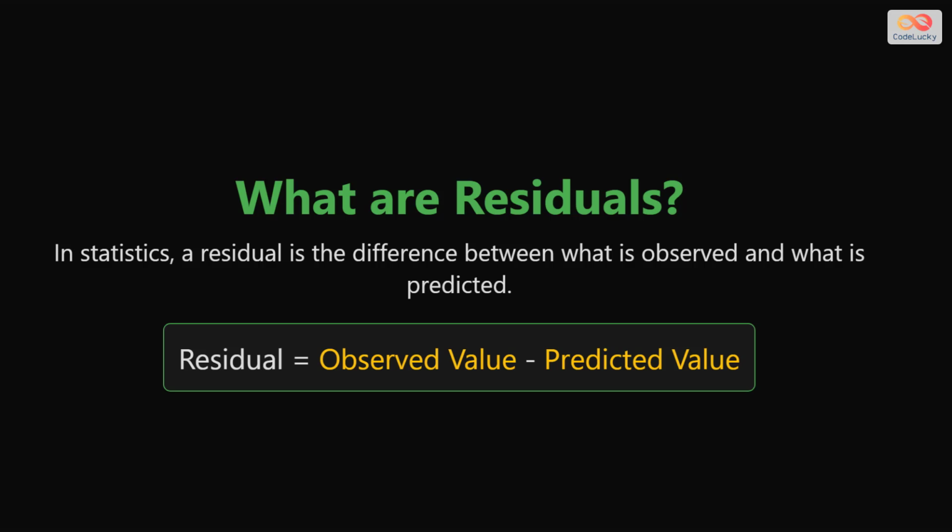In the world of statistics, when we build a model to make predictions, it's rare that our predictions are perfect. The small difference between the actual, observed value and the value that our model predicted is called a residual. You can think of it as the leftover error in the prediction. Simply put, the residual is calculated as the observed value minus the predicted value.